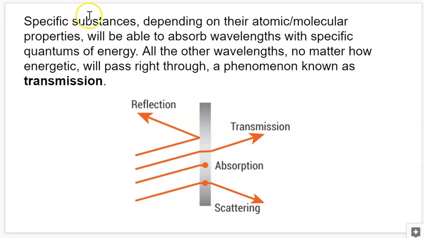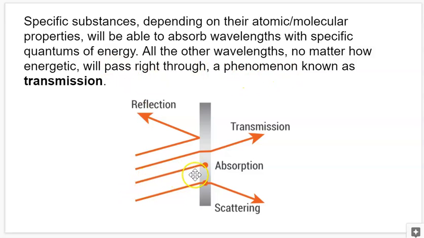And specific substances, depending on what they're made of, what the atoms and the molecules are, and what their bonding properties are, will be able to absorb specific wavelengths with specific quantums of energy. I'm going to talk a little bit about that later. But the wavelengths that aren't these specific ones are not going to be absorbed, no matter how energetic, and they'll just pass right through. And this is called transmission.